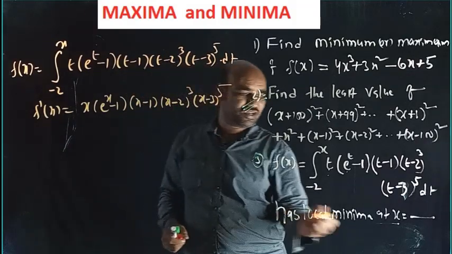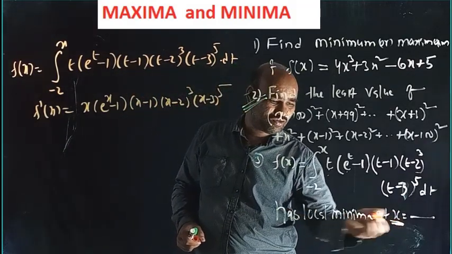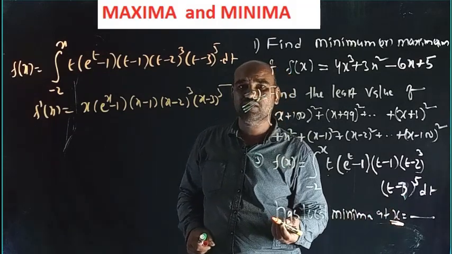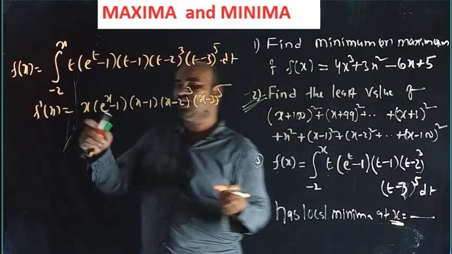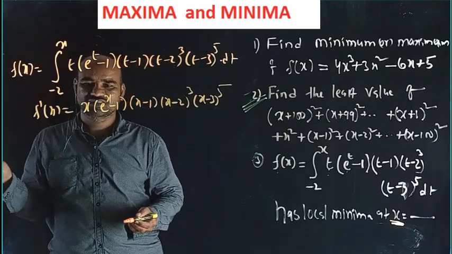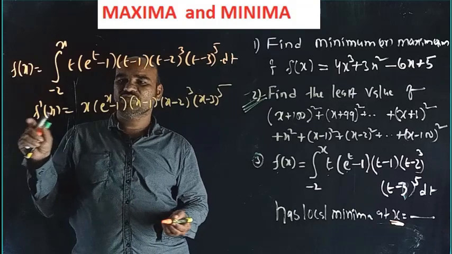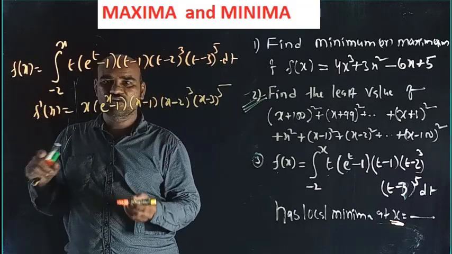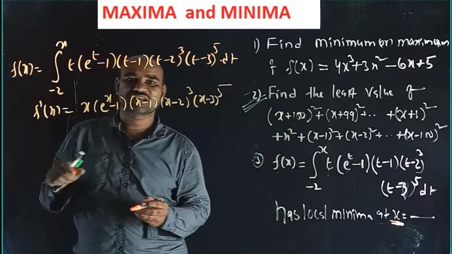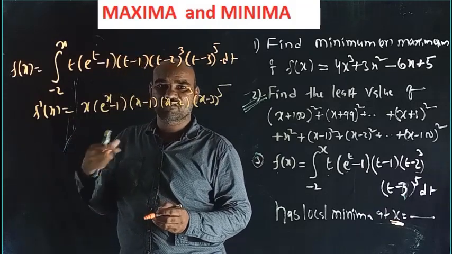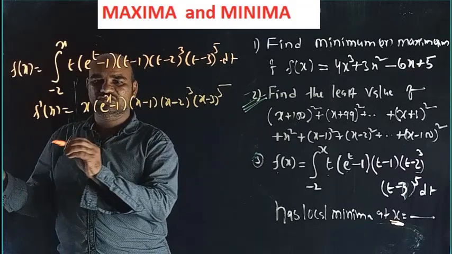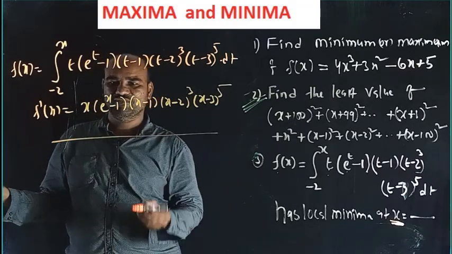Now we want to find the local maxima and local minima. At what values of x does this function attain a local minimum? We got f dash of x directly. Now I want to apply a sign scheme on f dash of x. I don't want to use the second derivative test at this stage. Sometimes the second derivative test, or nth derivative, becomes tougher than the first derivative test. Understood?